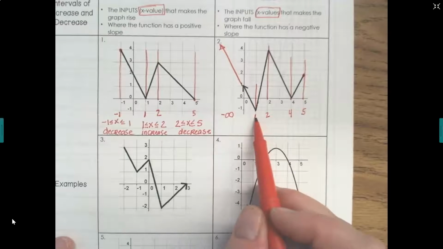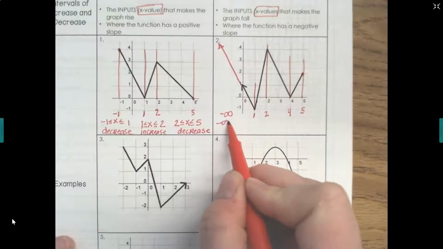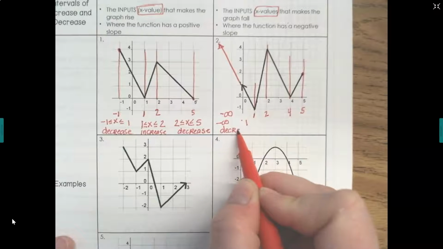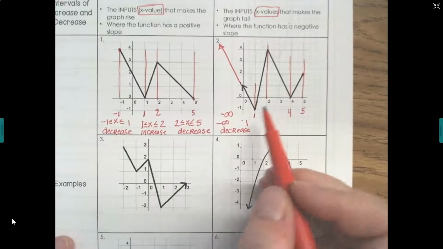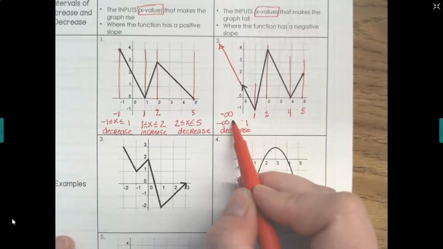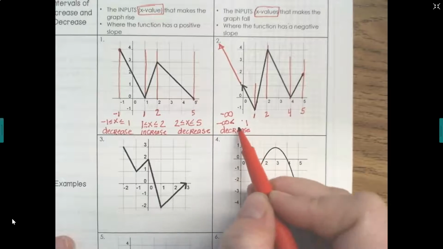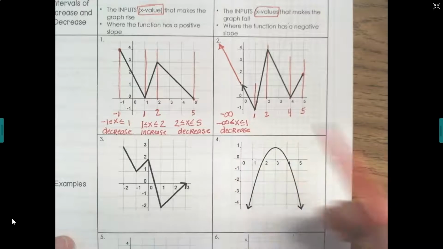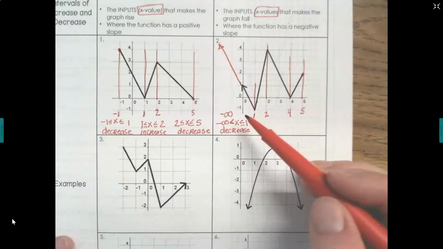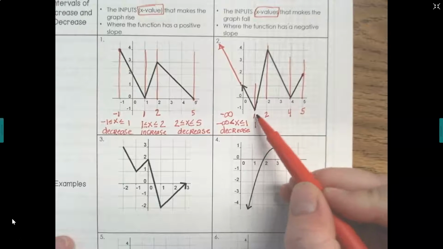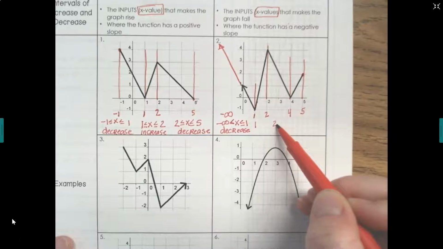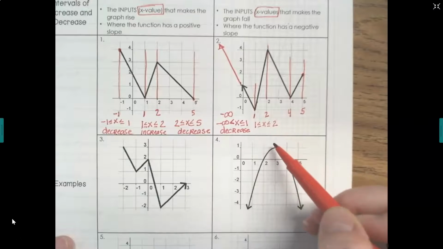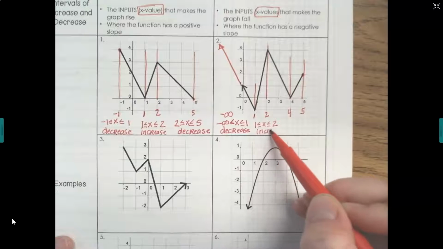So from negative infinity to 1, I am decreasing. Now, you cannot be equal to negative infinity, so we're just going to use a less than sign, not an equal with it. Negative infinity is less than x, which is less than or equal to 1, is where we're going to decrease. At 1, we turn around and increase until we reach where x is 2. We're going to write that the same way: 1 is less than or equal to x, which is less than or equal to 2, and in that we're increasing.